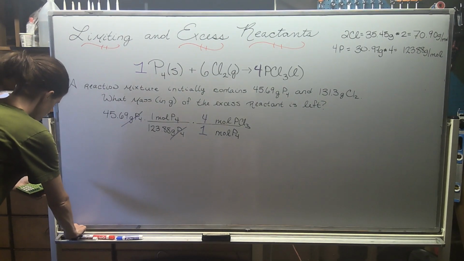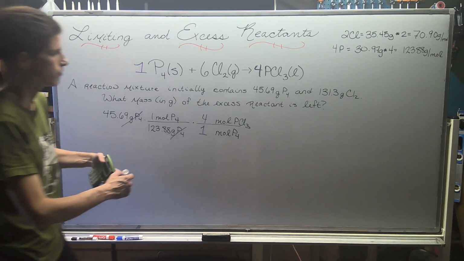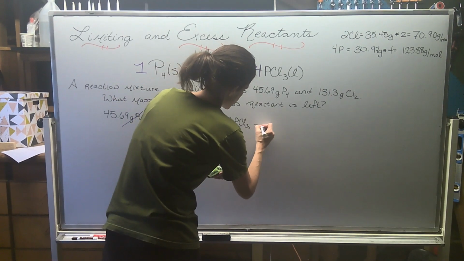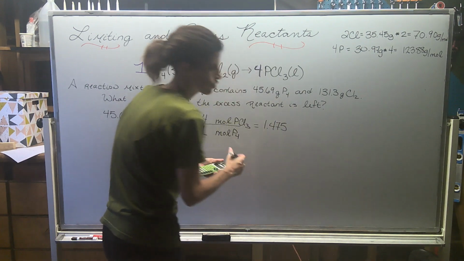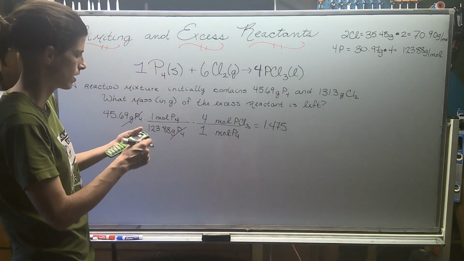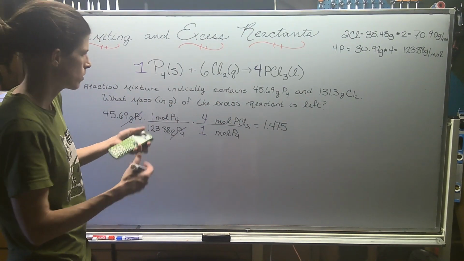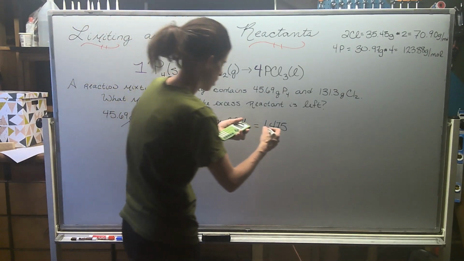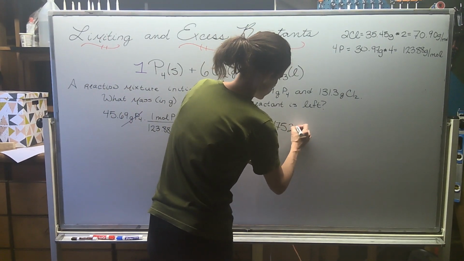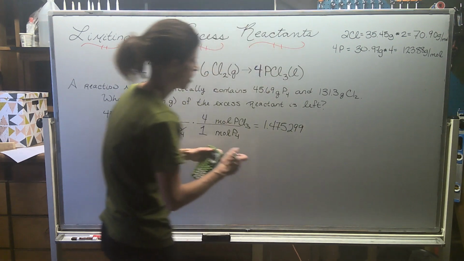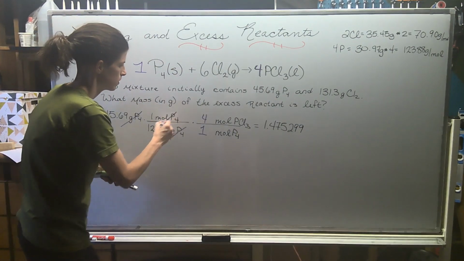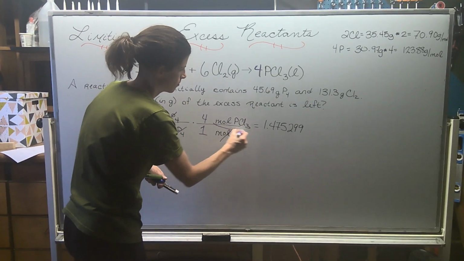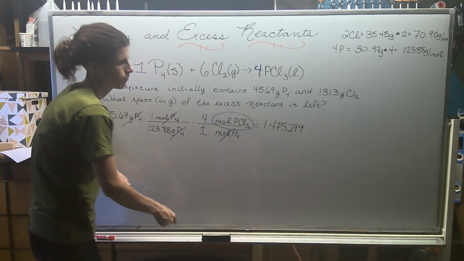I get 1.475. I'm not going to worry too much about sig figs until I get to the end of the problem. So just keep some extra digits and we'll sort it out at the end. So 1.475, you can keep a couple more if you want. 299. What are our units there? So moles of P4 cancel with moles of P4, and then I'm left with moles of phosphorus trichloride.